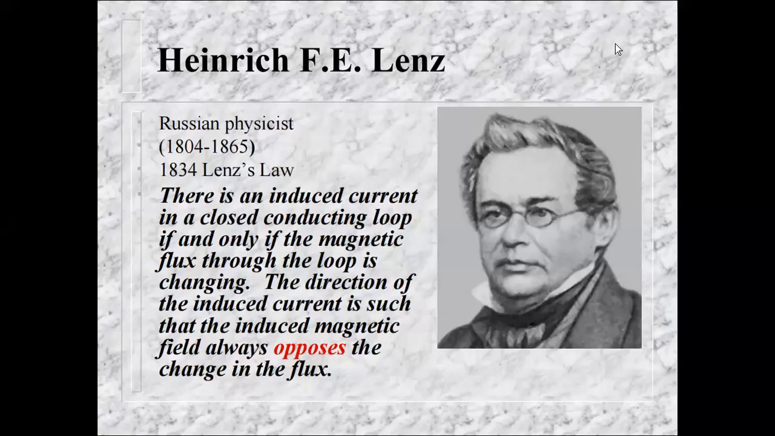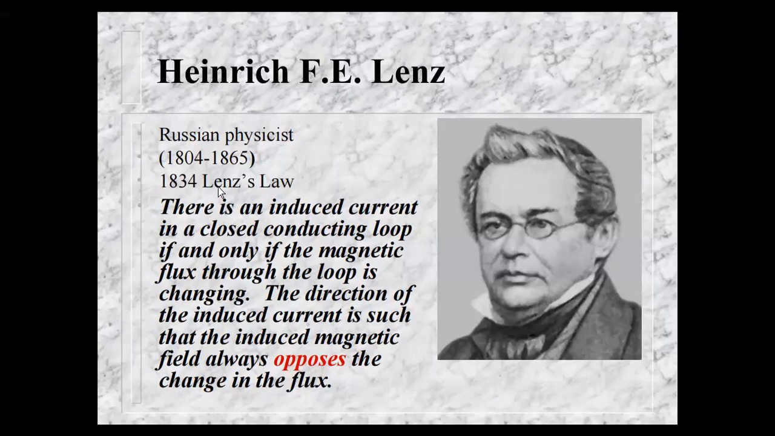Now, a famous scientist, Heinrich F. E. Lenz, the Russian physicist, introduced Lenz's law according to his work. There is an induced current in a closed conducting loop if and only if the magnetic flux through the loop is changing. That means the direction of the induced current is such that the induced magnetic field always opposes the change in the flux.